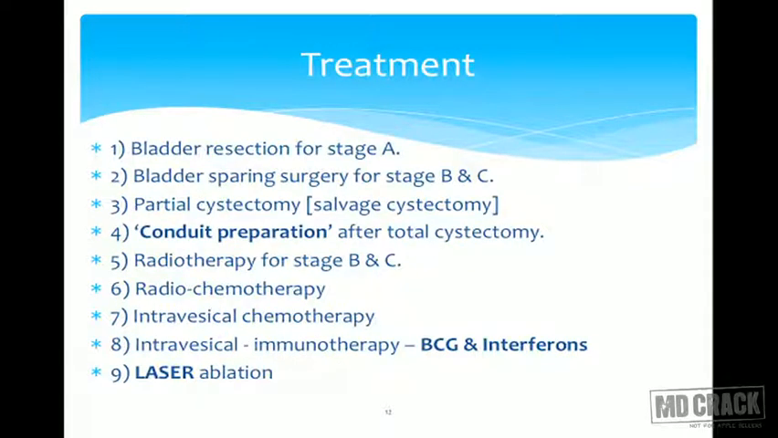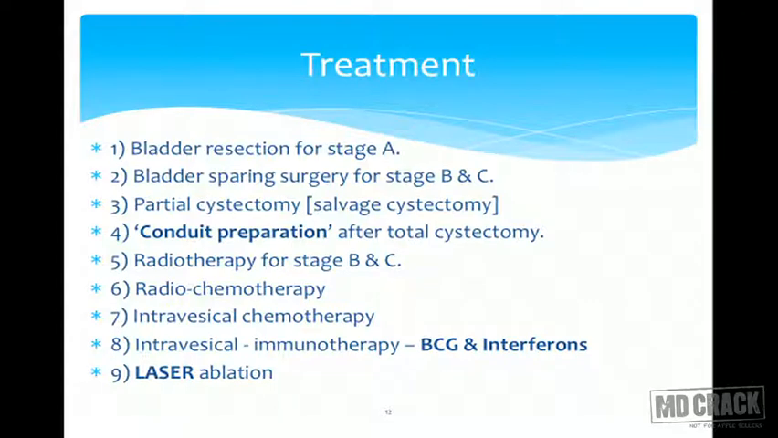Now what treatment options do we have? Bladder resection usually is a good surgical option available for stage A disease. Bladder sparing surgery sometimes is very useful for stage B and C also. Partial cystectomy or salvage cystectomy is useful, but if we are planning for a total cystectomy, then we have to have a conduit preparation. That is, we have to actually replace the bladder with use of ileum, which will form a new bladder for us.